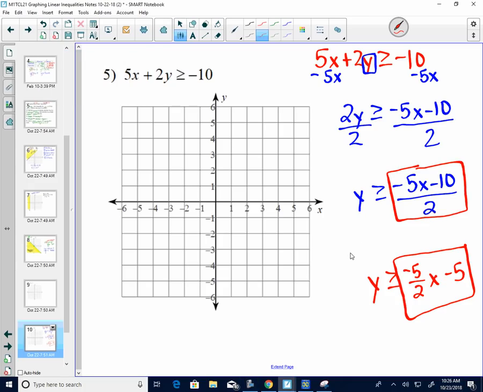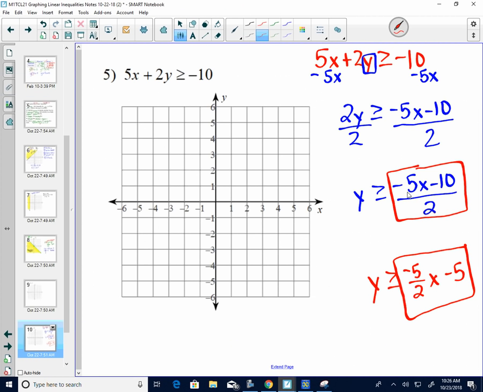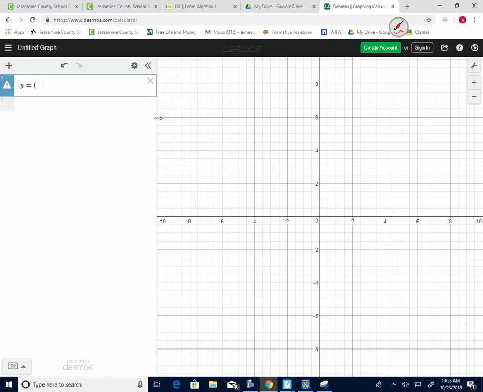Okay, let's look at how we would graph it if we stopped here. If you went to your calculator, you would go to y equals, or if you're using Desmos, you would type y equals into Desmos, and it is (-5x minus 10). We want that whole thing divided by 2, so when we type it in, we want to put it in parentheses. So (-5x minus 10) divided by 2. To get divide, you hit the backslash button.